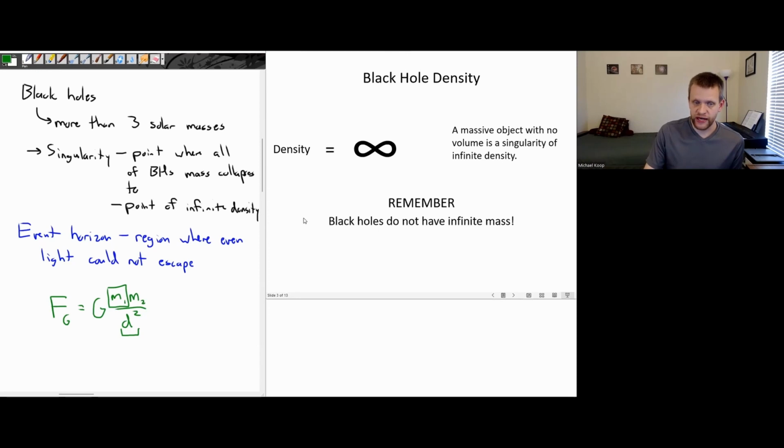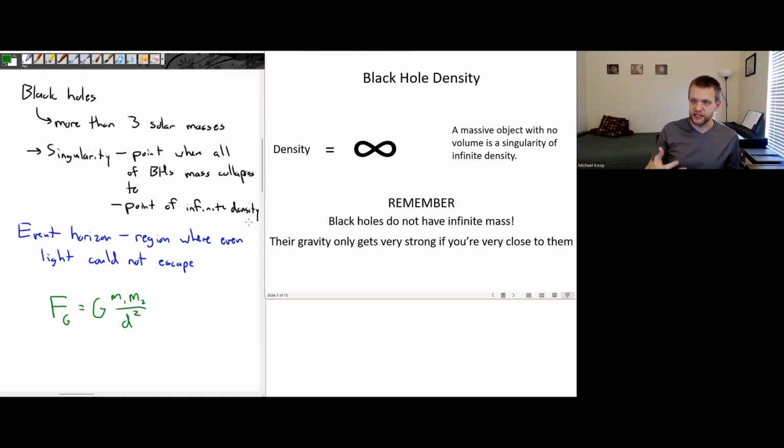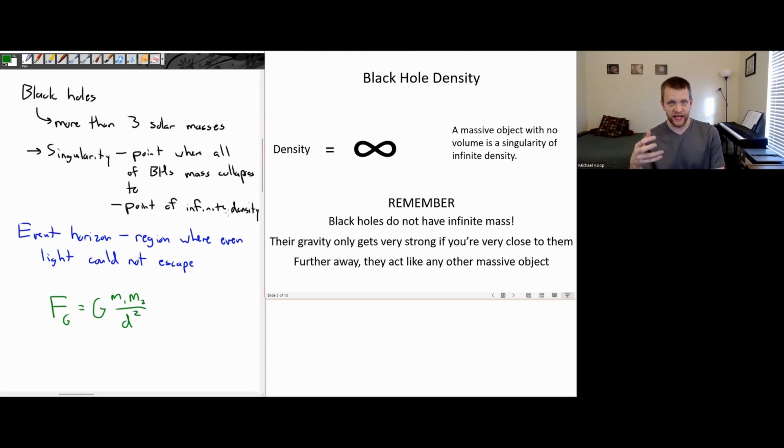So again, black holes do not have infinite mass. If a black hole did have infinite mass, then no matter what other object it was interacting with, that gravitational force would be infinite and everything would be immediately sucked into a black hole, even if it's on the other side of the universe. The gravity only gets very strong if you're very close to them. Further away, they act just like any other massive object. If we replaced our sun with a one solar mass black hole, the orbits of the planets would keep going in the exact same way they are right now.